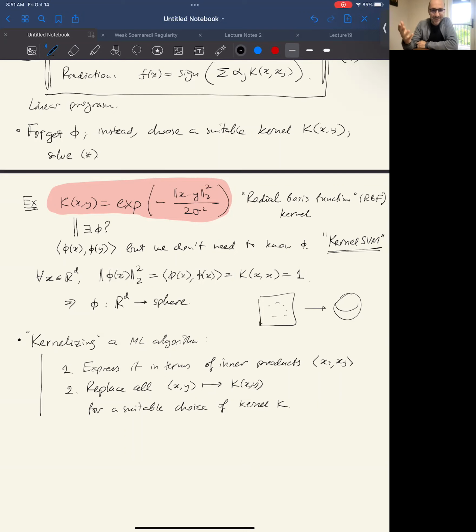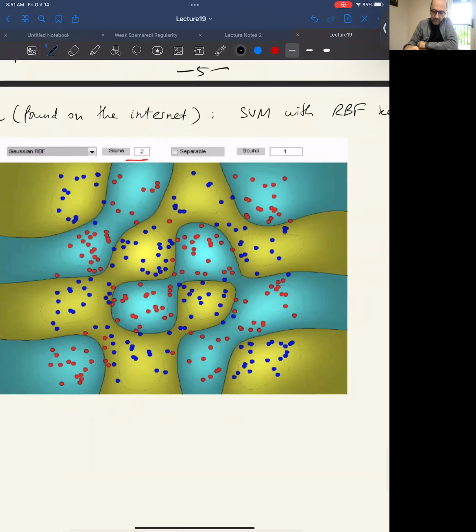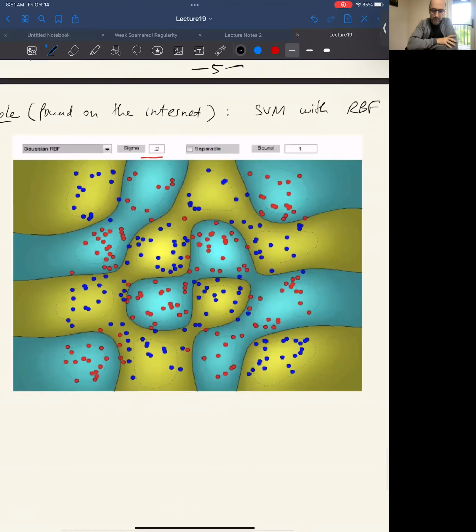The answer is I do not know how to characterize these curves, but I can give you an example. Something like this is done with the Gaussian radial basis function. Pretty smooth and pretty good, right? Yeah, this is a cool plot.